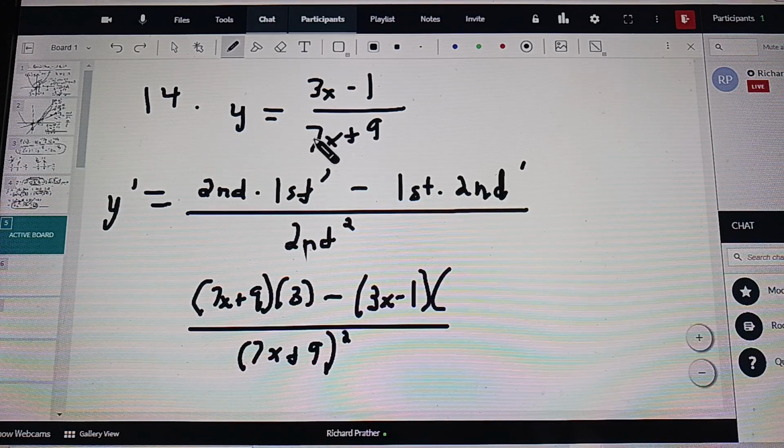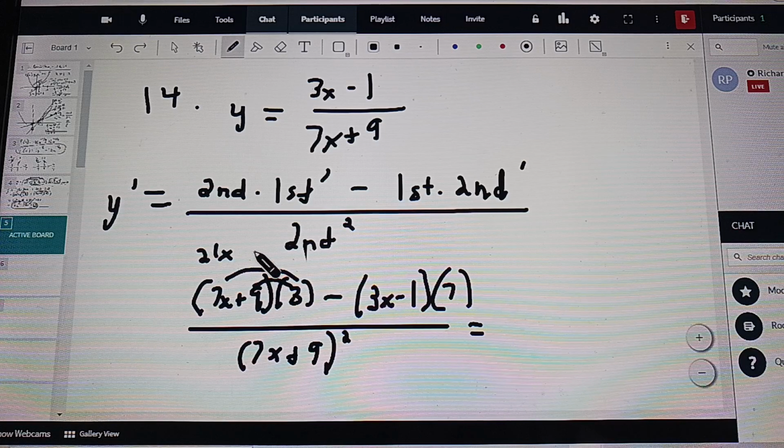And the derivative of the second is just 7, since that's linear as well. So then I could distribute and put any like terms together. So this is going to be a 21x plus a 27. This at first is 21x minus 7.